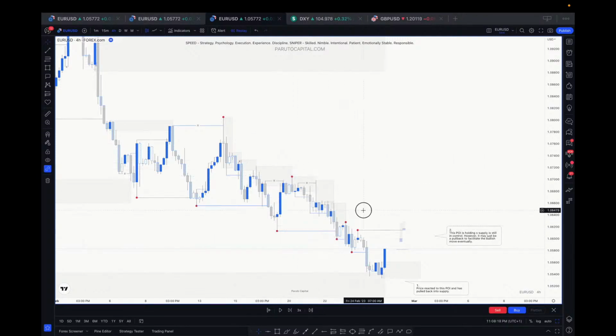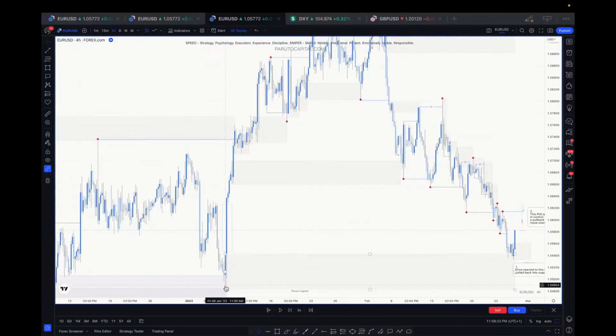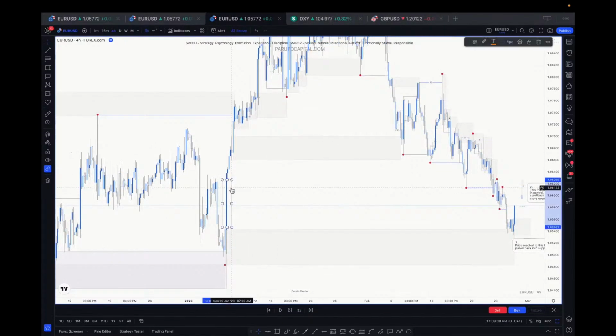Now, one thing to take note of if we zoom out is that you observe there was a large displacement here in terms of price. This was around the 6th of January, and price left some sort of imbalance here, right?